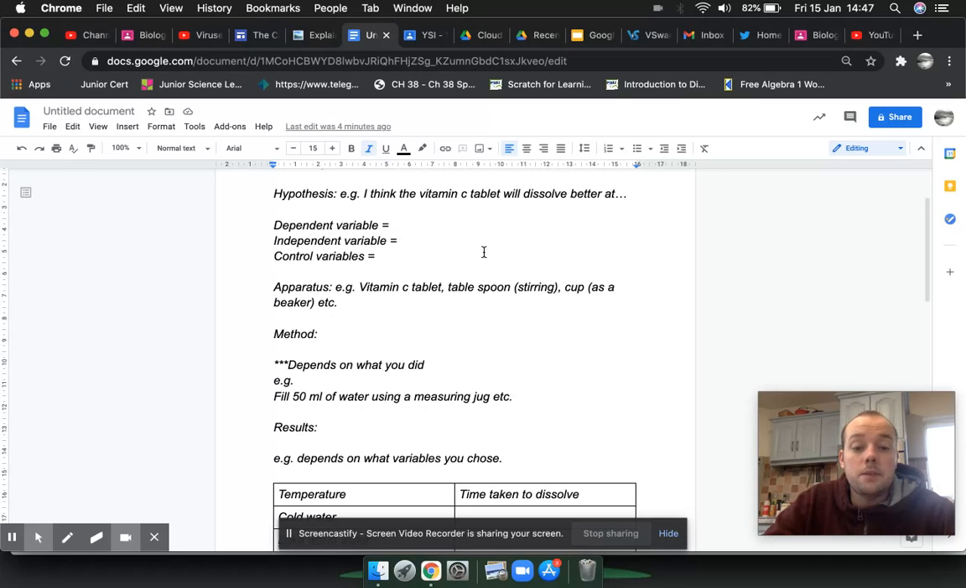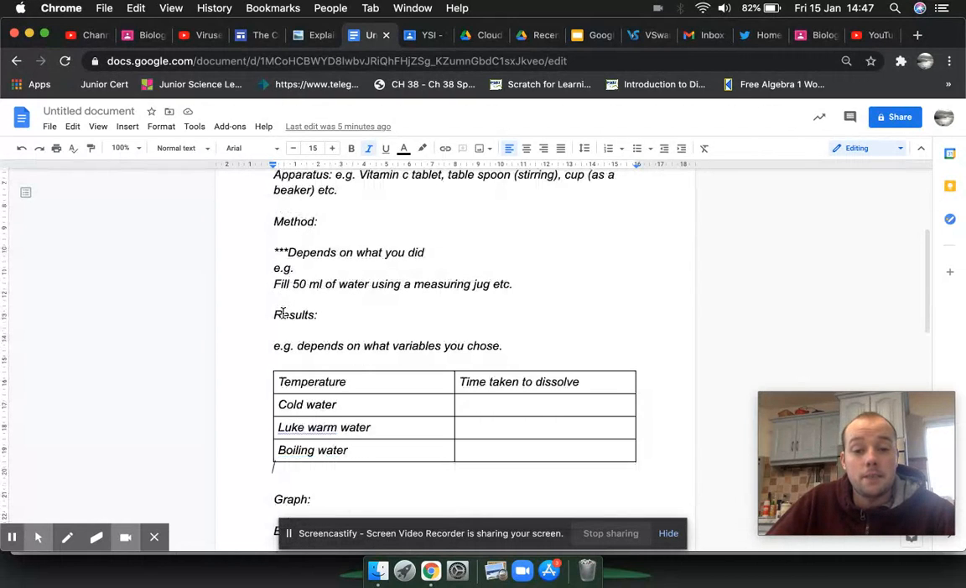Your independent variable is what you're changing. So again, what I changed in my experiment was the rate of stirring. But for you guys, it depends really on what you chose. Now, there's a few different options, like, for example, temperature, and I'll be showing you another option in a second. The control variables: what did you keep the same in the experiment to make sure it was a fair experiment?